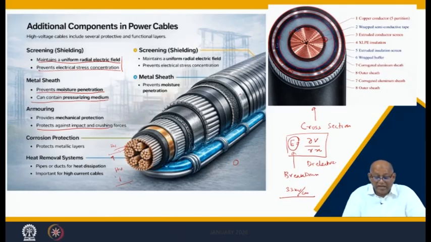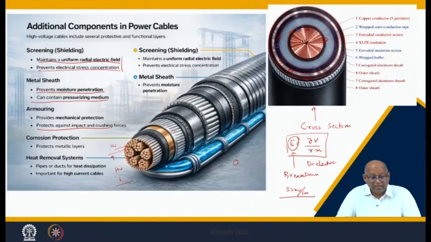This stranding is for reducing the eddy currents in the conductors. Unless you strand it, if you make it a full metal body and AC current is passing, there will be flux patterns and there will be heating. So, the stranding prevents that. Stranding also increases the mechanical strength. So, these are the additional components in the power cables.